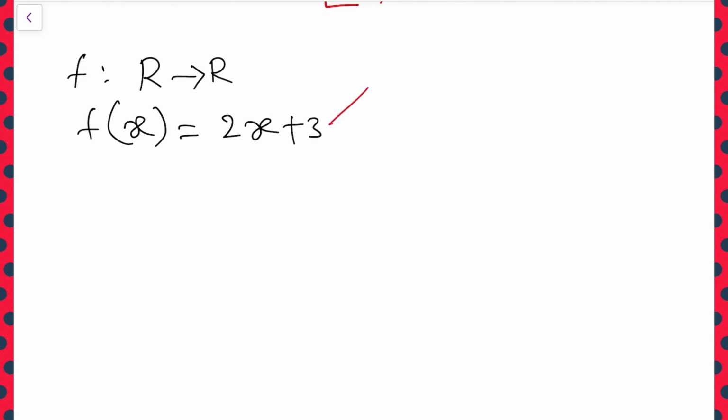To prove whether it is a bijection or not, we need to confirm that it is a one-one function as well as an onto function. Then only it will become a bijection. It should be an injection, it should be a surjection. Then we can conclude this is a bijection. Let us check first.